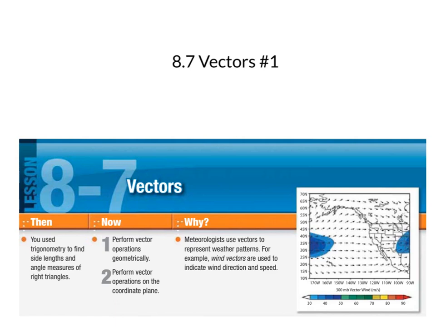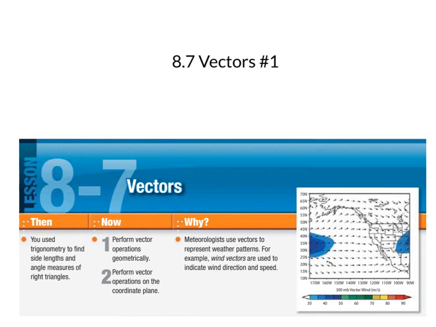Did you know that people actually use vectors in everyday life? Meteorologists use vectors to represent weather patterns. If you look at the picture on the screen right now, you can see one example of when they would do that. For example, wind vectors are used to indicate wind direction and speed. So if you someday decide to become a meteorologist, you will use vectors in your everyday life. They're of course used for other things as well, but meteorology is probably one of the most common, most popular uses of vectors in the real world.